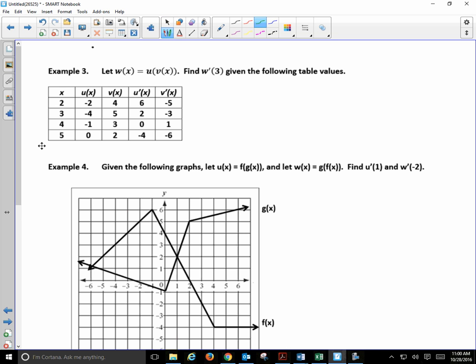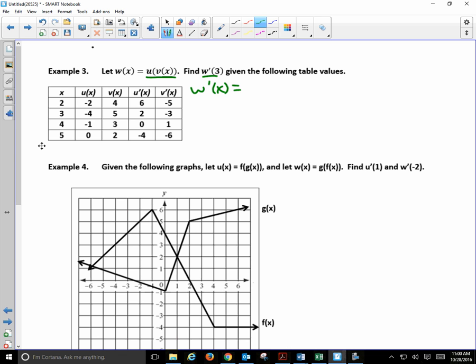Namely, we have to find w prime of 3. Well, maybe first I should write down w prime of x. And w is defined as a composition function. It says that w is equal to u of v of x. Well, if I want to find the derivative of a composition function, what do I do?